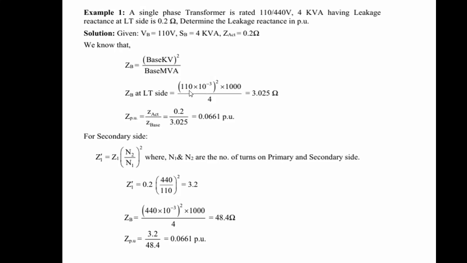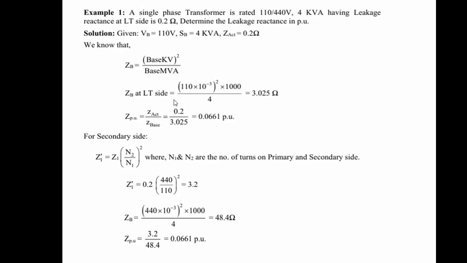That is 110 into 10 power minus 3. And for MVA, we are converting 4 kVA into 4 MVA, that is (110 into 10 power minus 3) the whole square into 1000 divided by 4. So if you simplify this, we will get 3.025 ohm. Now we know the actual impedance. So the formula for per unit impedance is actual impedance by base impedance. So the actual value is 0.2 ohm and the base impedance is 3.025 ohm.